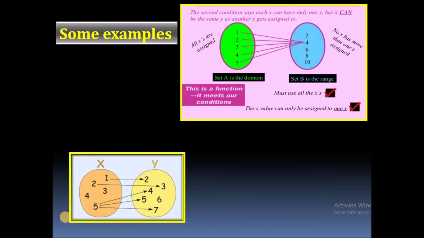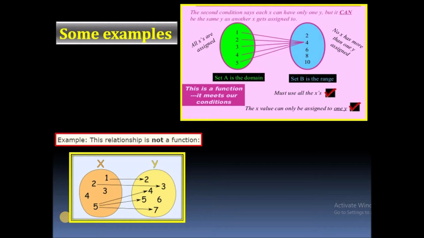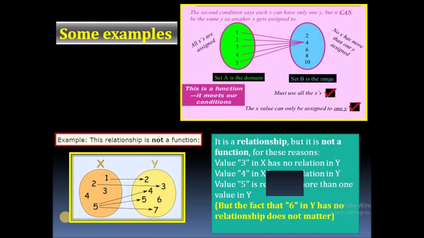Next example. Look at the next figure. The relationship is not a function. Let us see why. This is a relationship, but it is not a function because of these reasons. First, value 3 in x has no relationship in y. Here 3 is not relating to any element of set y. Next, value 4 in x has no relation in y again. And value 5 is related to more than one value in y. So students, did you understand?